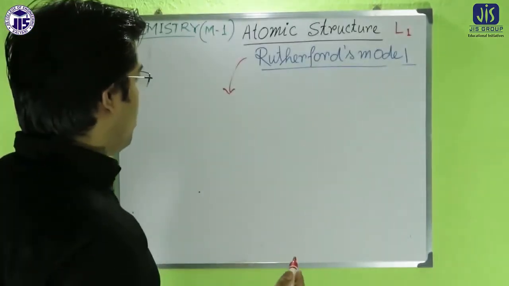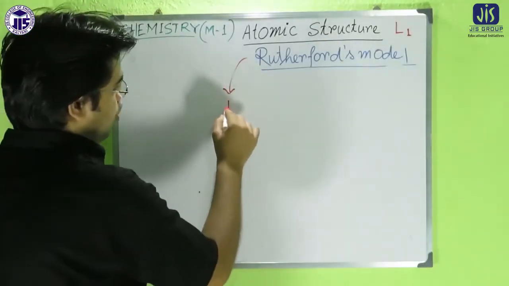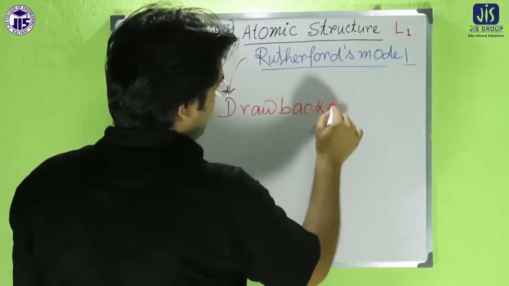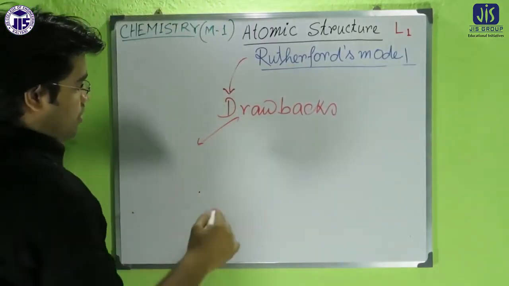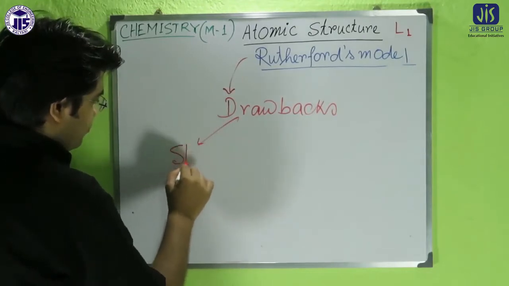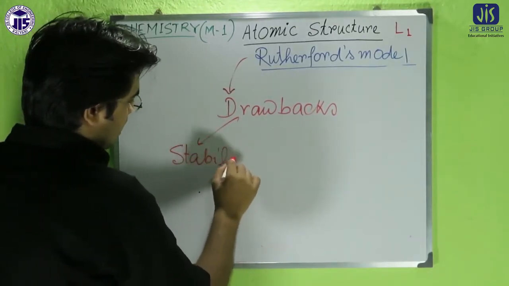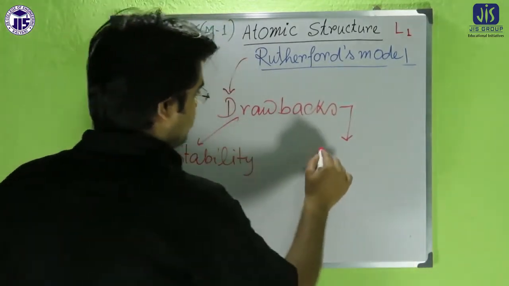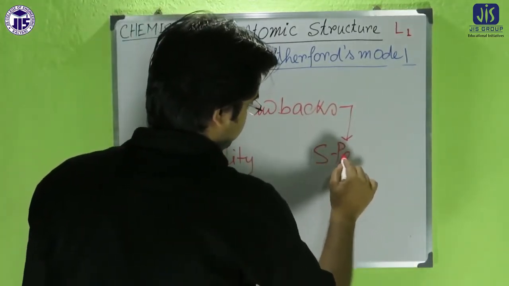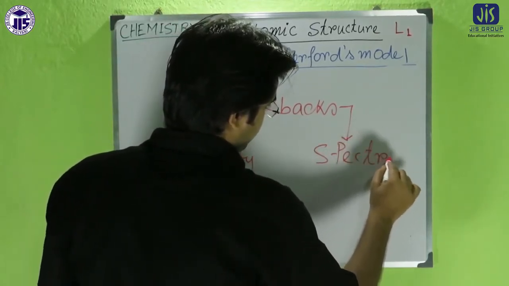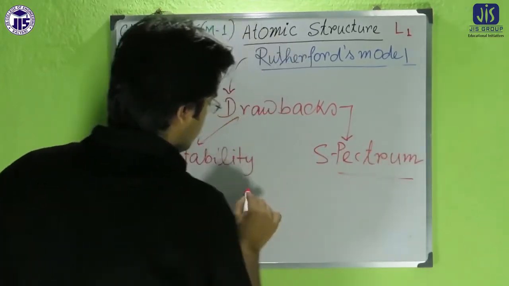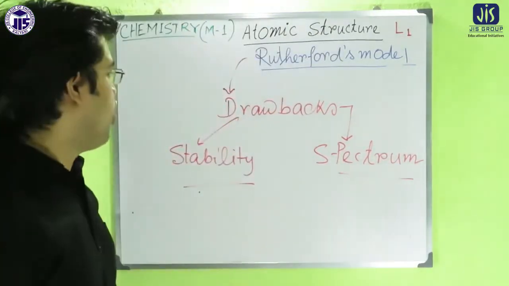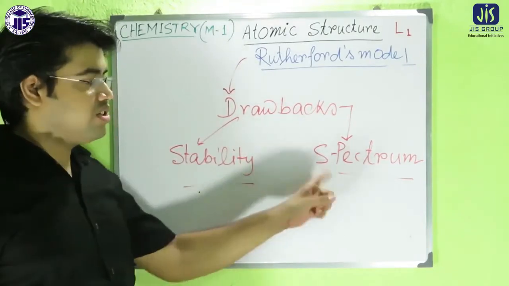There are very crucial drawbacks: drawbacks regarding stability, and another regarding the spectrum of the atom. So there are mainly two drawbacks, one from the point of view of stability, and another regarding the spectrum.